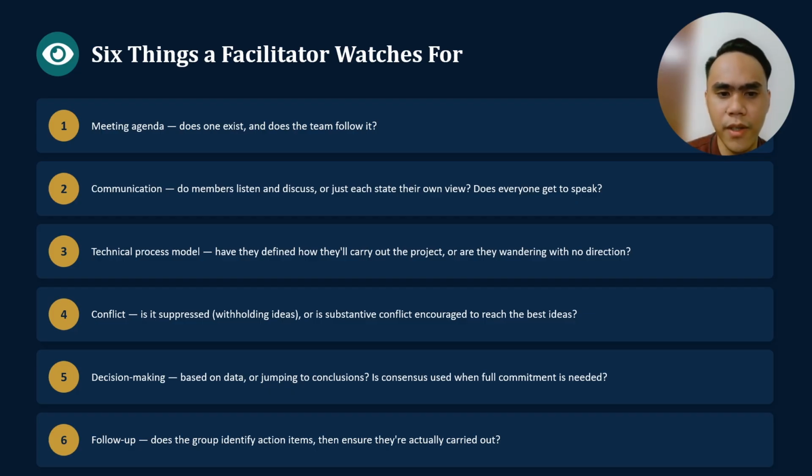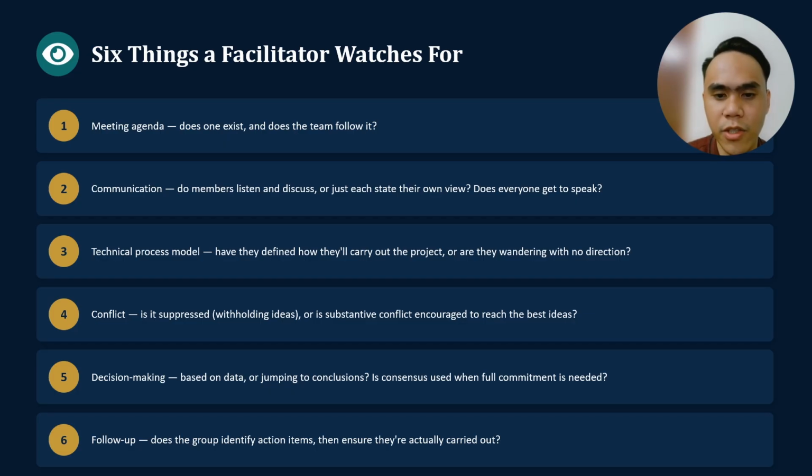So number four is conflict. Is there an interpersonal or procedural conflict preventing the team from working together effectively? Is all the conflict being suppressed, which causes ideas to be quietly withheld rather than voiced? Or is it substantive conflict, for example, deliberately differing while discussing ideas, specifically to get the best possible ideas, being actively encouraged? We'll unpack these different conflict types in detail shortly.